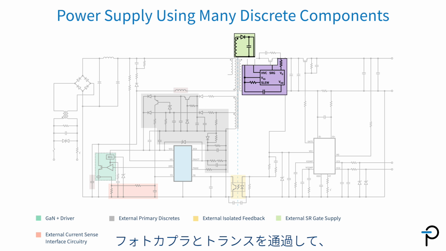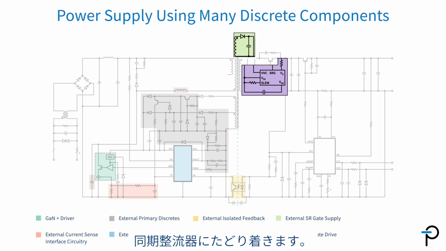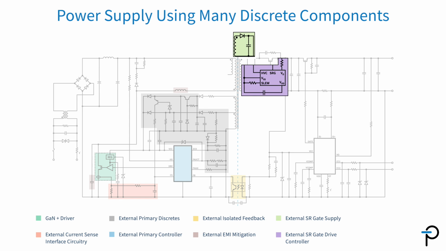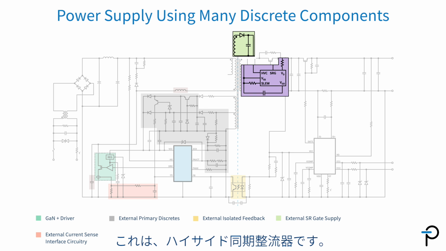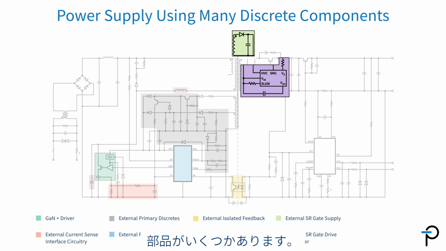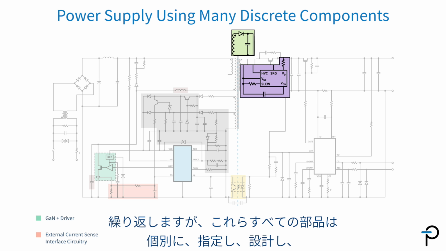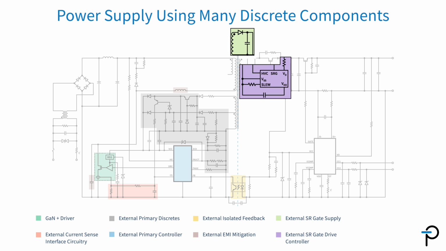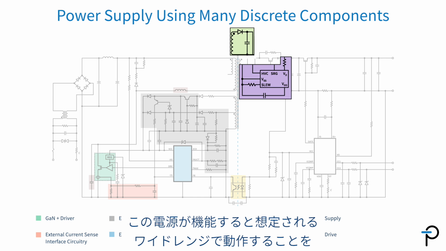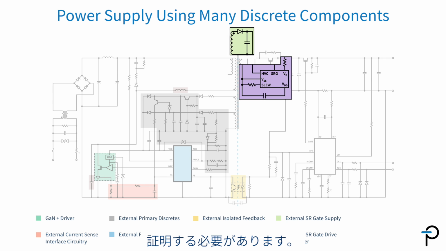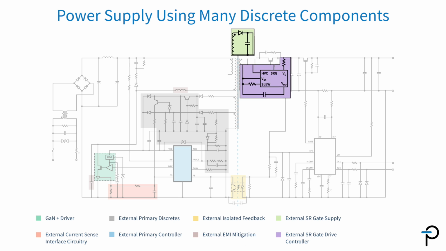Moving over to the secondary side of the controller, past the opto and past the transformer, we get to the synchronous rectifier. This is a high-side synchronous rectifier. It's quite complicated. There are several components there. Once again, all of those components need to be specified, designed in, and proven to operate across the wide range that we expect this power supply to function over.